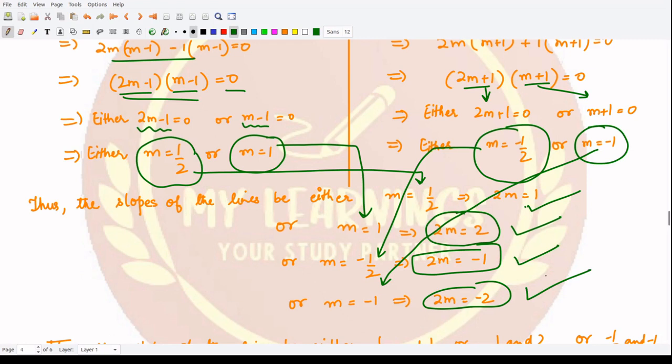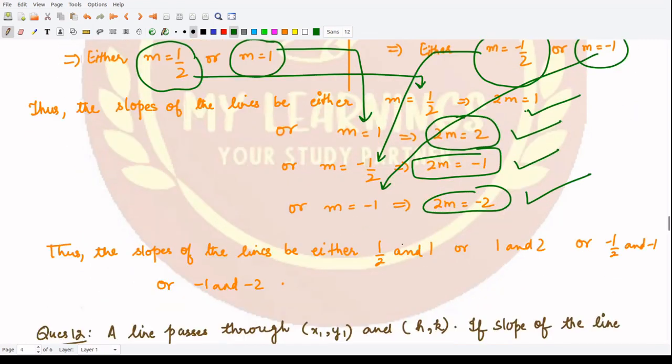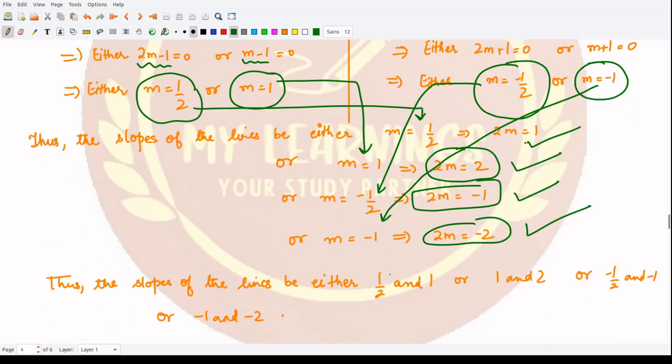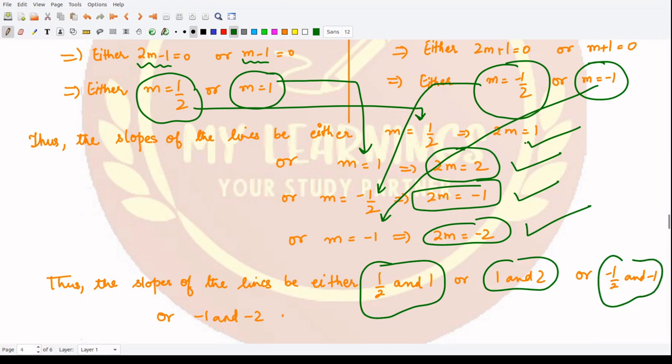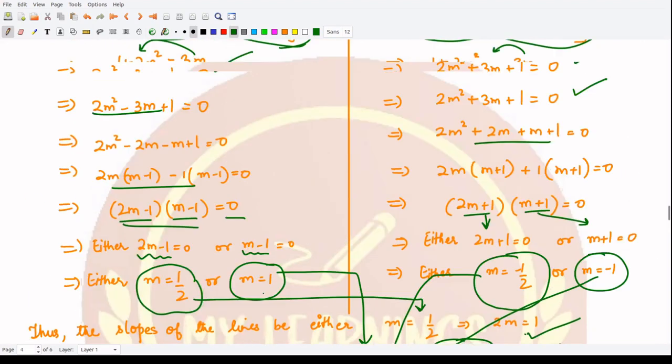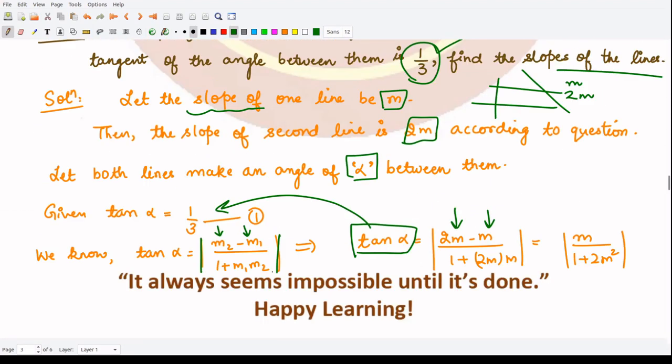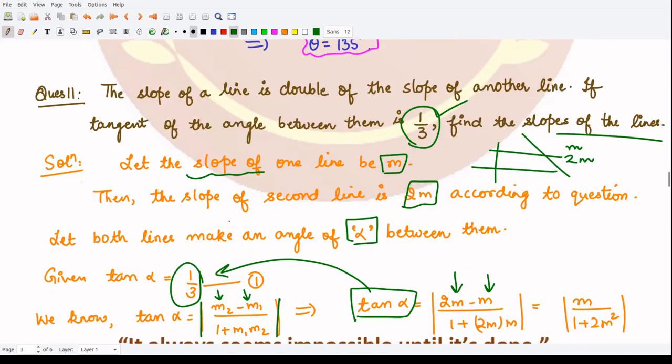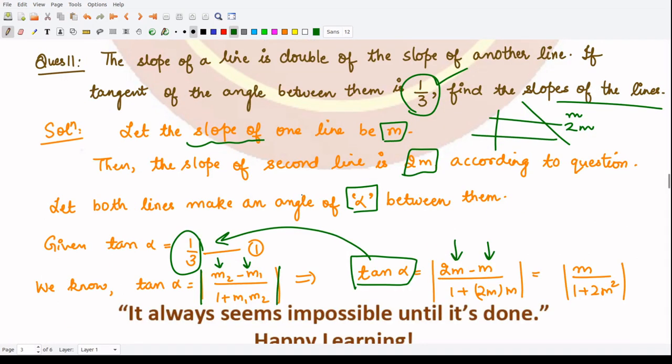So these are the possible slopes. Hence, the slopes of the lines can either be 1/2 and 1, or 1 and 2, or minus 1/2 and minus 1, or minus 1 and minus 2. For each of these slopes, the tan of the angle between them is equal to 1/3, and one slope is double the other. So it satisfies all the conditions given in this question.